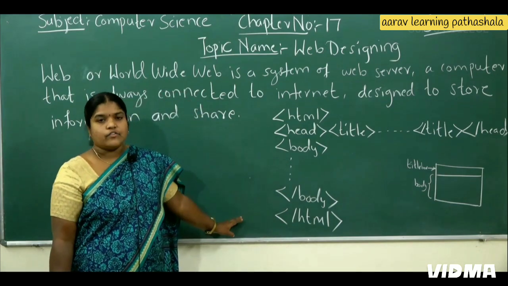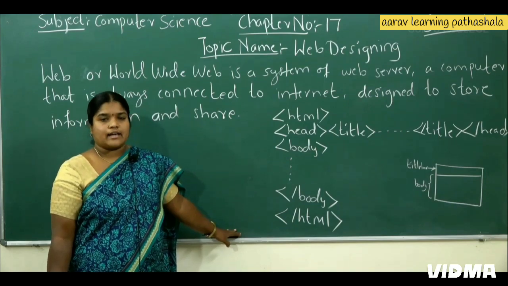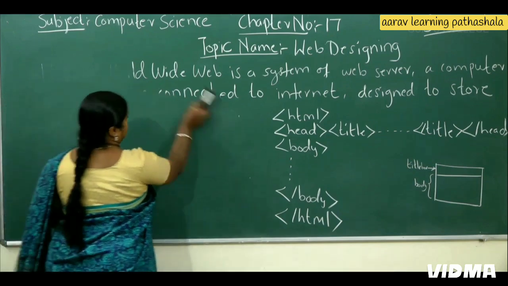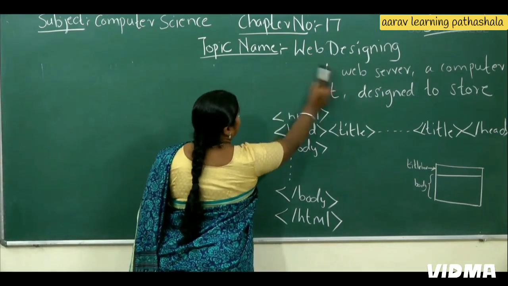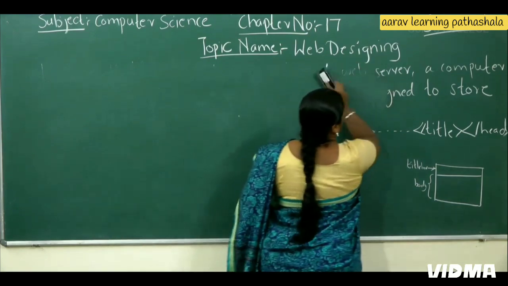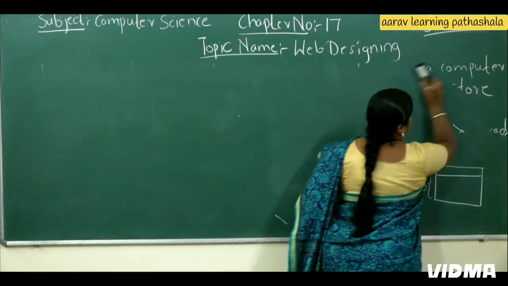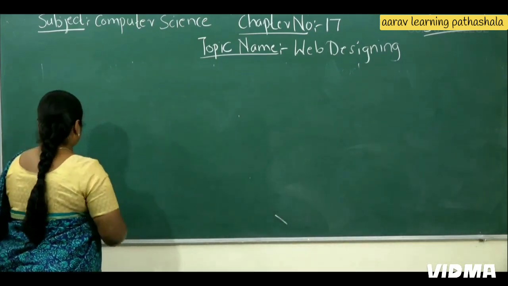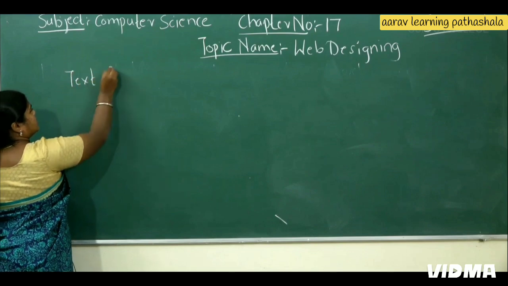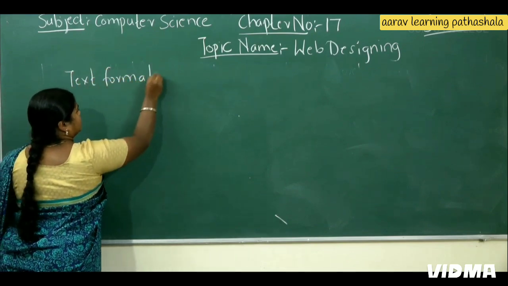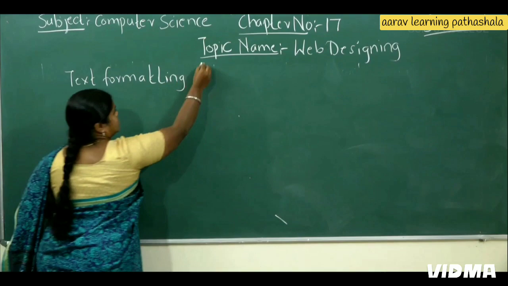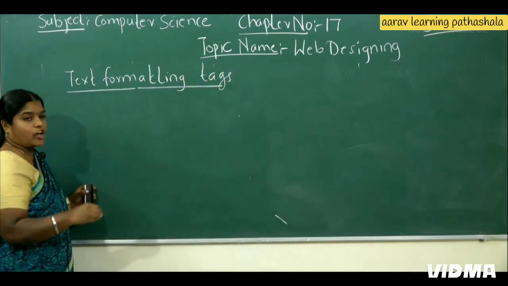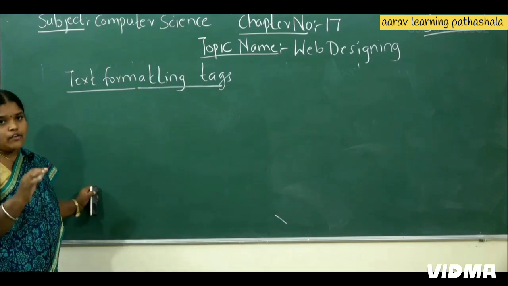Now after this we are going to study some basic tags such as text formatting tags. Then we are going to study heading tags, text layout tags and resizing tags. So first we will study text formatting tags. So why is it called text formatting tags? Because these tags are used to format the text before displaying it on a web page.